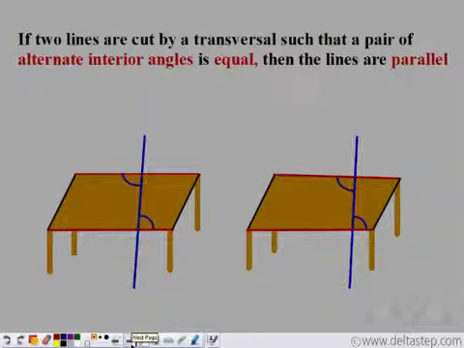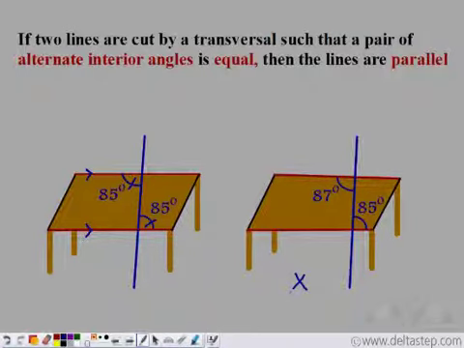Now, on measuring these with a protractor, it was found that this angle is equal to 85 degrees. This angle is equal to 85 degrees. This angle is 85 degrees, but this angle was 87 degrees. So this is what we have. We can see that in this case, the alternate interior angles are equal, so we can say that these lines are parallel. In this case, the alternate interior angles are not equal, so these lines are not parallel.